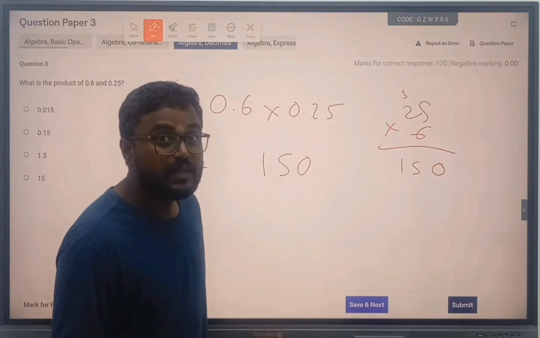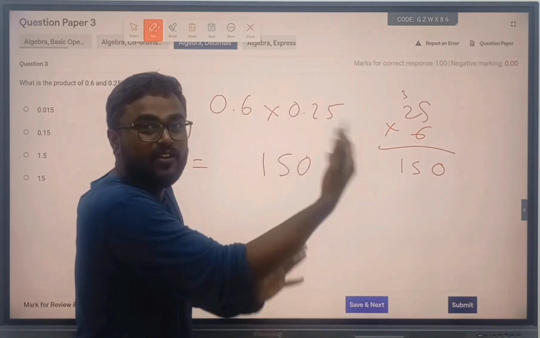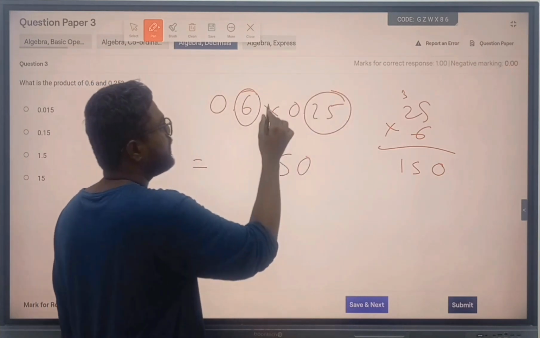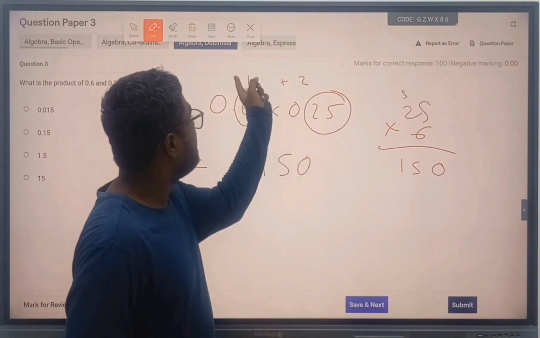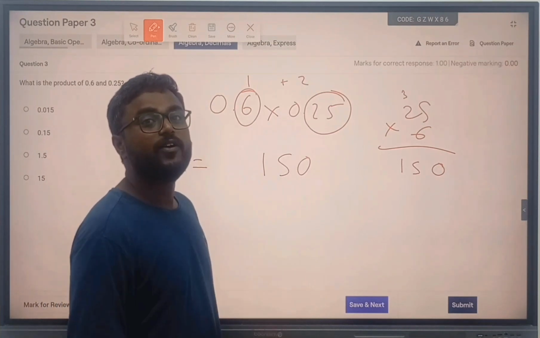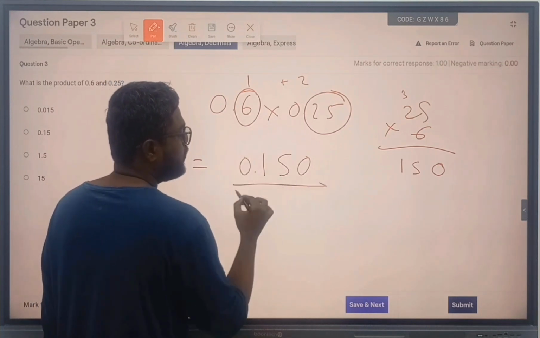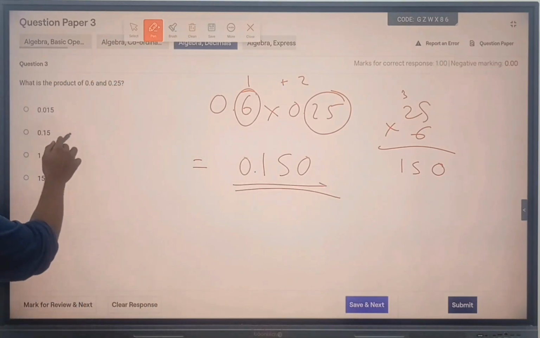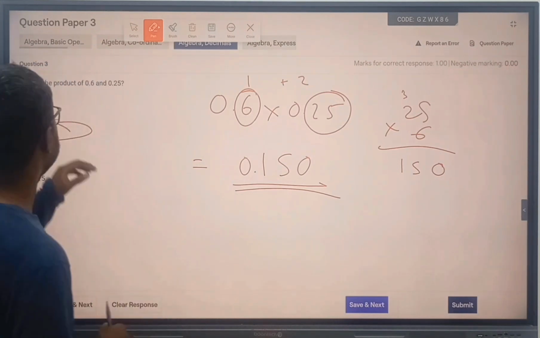Now, whenever it is multiplication, count the numbers to the right hand side of the decimal. So here we have one number and here we have two numbers. So we are going to add 1 plus 2, which is 3. So we need to take 3 digits to the right hand side of the decimal. So 1, 2, 3, dot. 0.150 is the answer, which is nothing but B. Now let's move on to the next question.